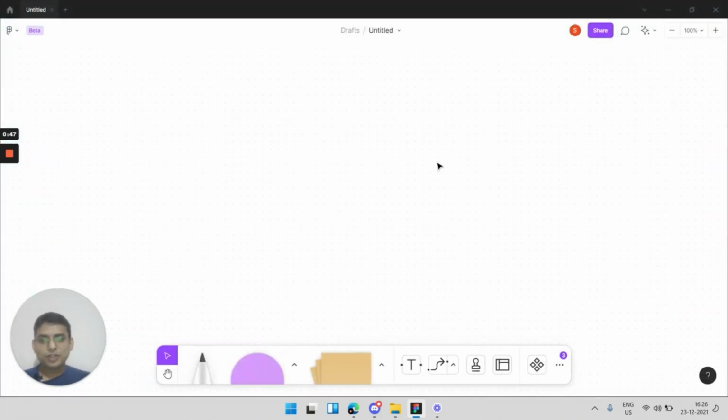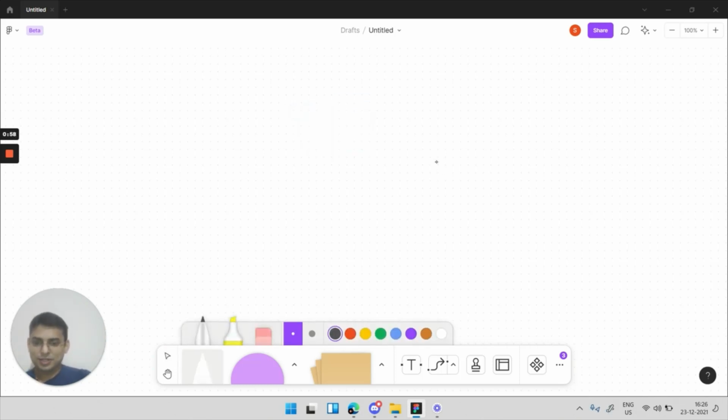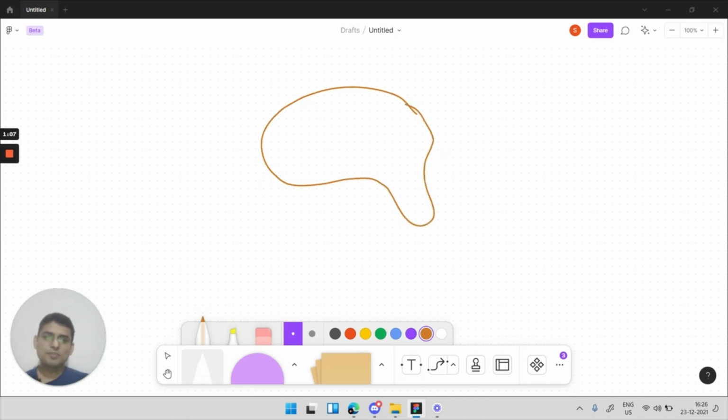Right. So when you talk about visualization, the first thing that comes to my mind is the human brain. I'm not great with drawing myself, but I'll do my bit. See, what color do we choose here? Let's go with brown, okay? So let's say this is your brain. Not bad for a first time draw.